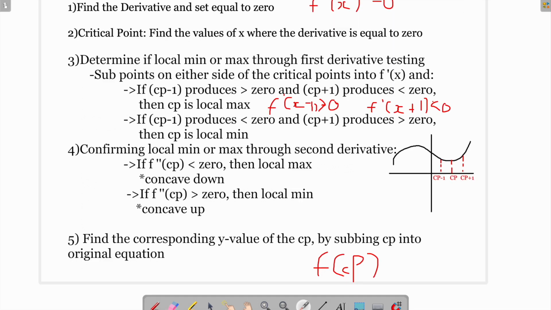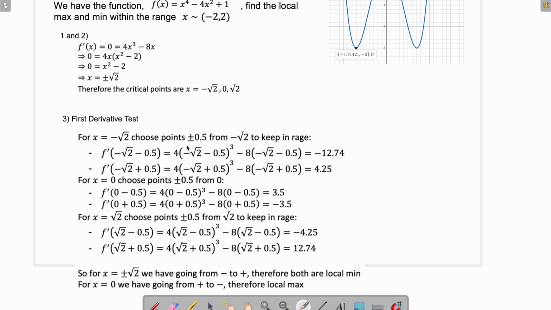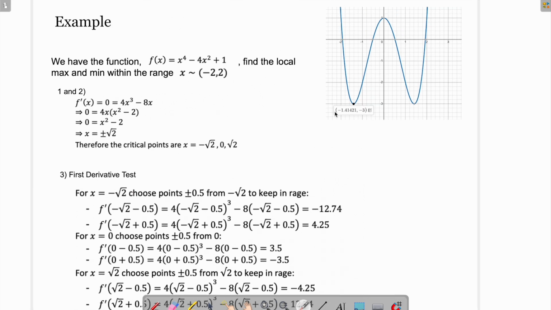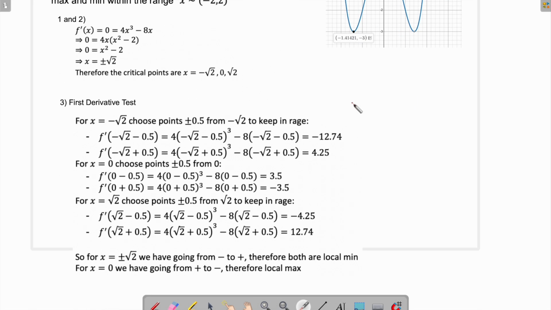And what did we say before? If our critical point minus 1, the point on the left-hand side of our critical point, produces less than 0, and the point on the right-hand side of the critical point produces greater than 0, then it's a local min. So we can already say here, minus square root 2 is a local min, which sort of confirms our understanding here.